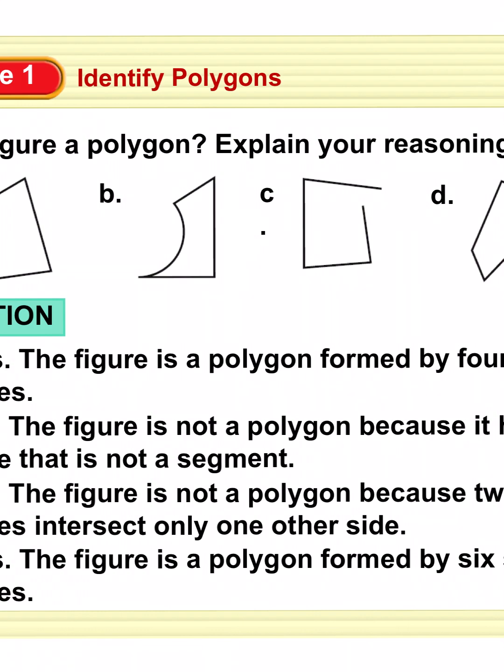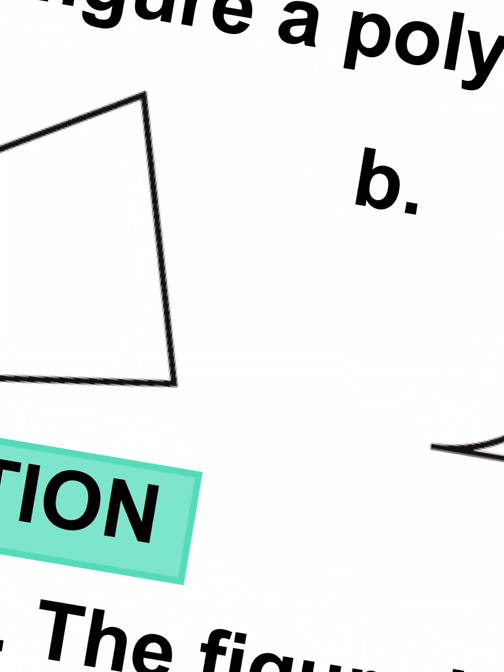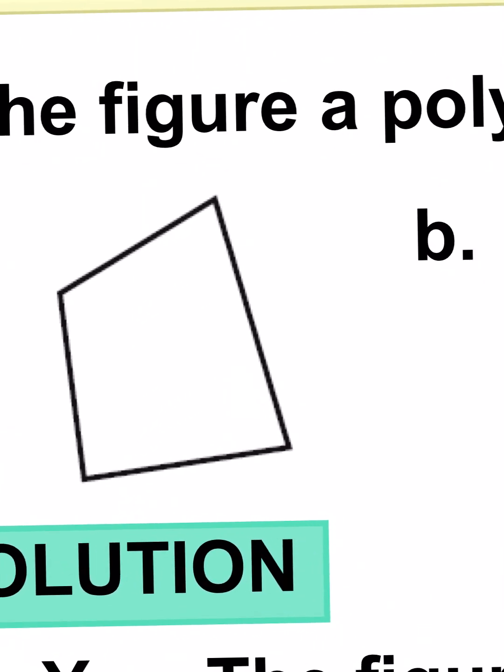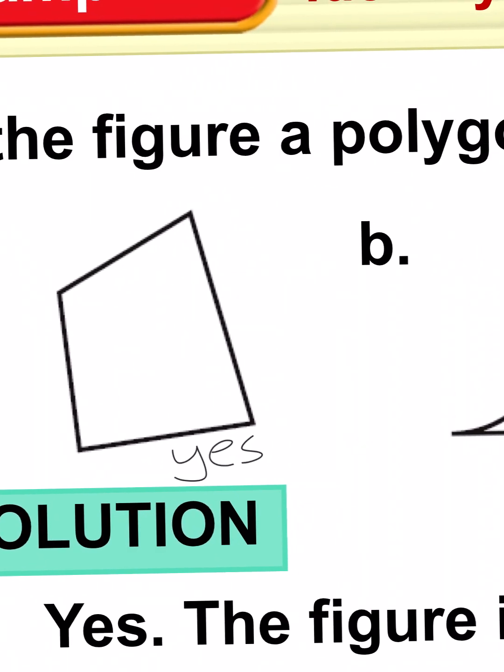Can they be weird looking shapes? Yes. Okay, they do not have to be perfect shapes. So, on A, I know the answers are there for you, but let's walk through these. On A, is that a polygon, yes or no? Yes. Why do you say yes? It's connected, it's closed, it's straight lines.